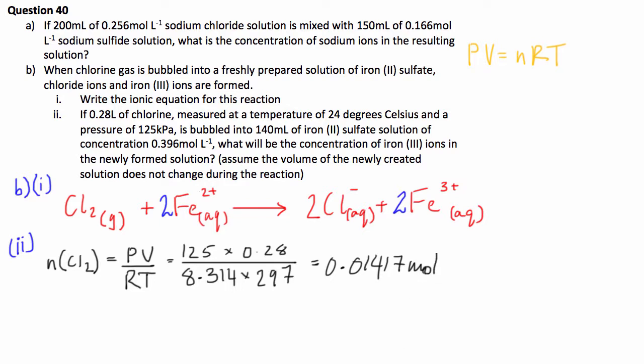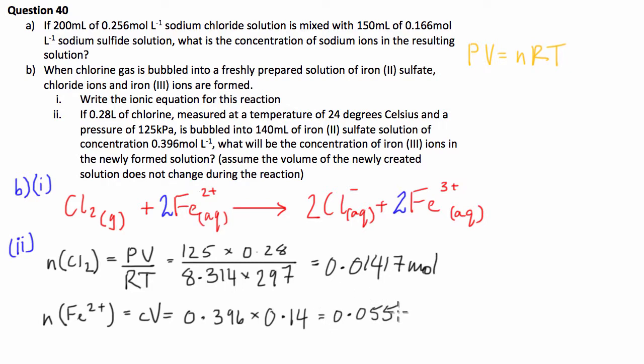Cool. So we can also work out the number of moles of Fe2+, which is just equal to the concentration times the volume, or 0.396 times the volume, 0.14, and that's equal to 0.05544 moles.